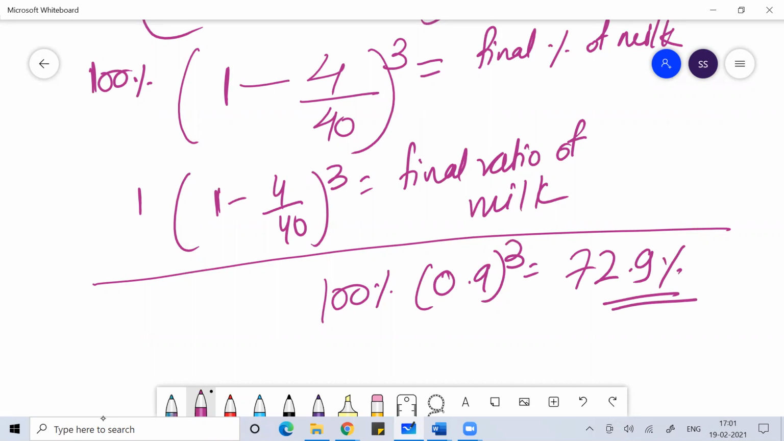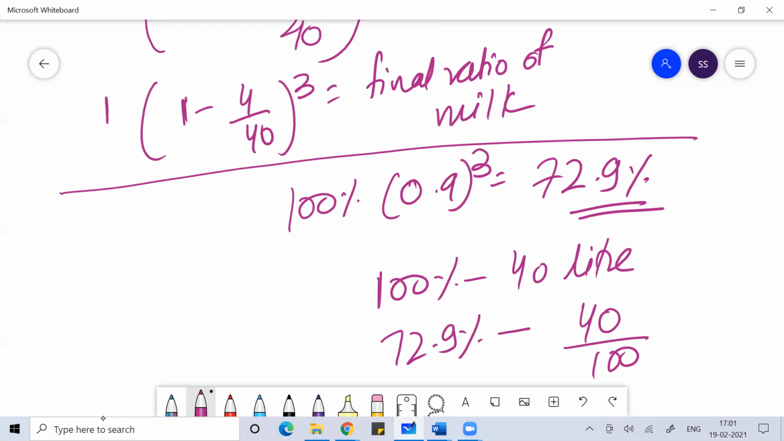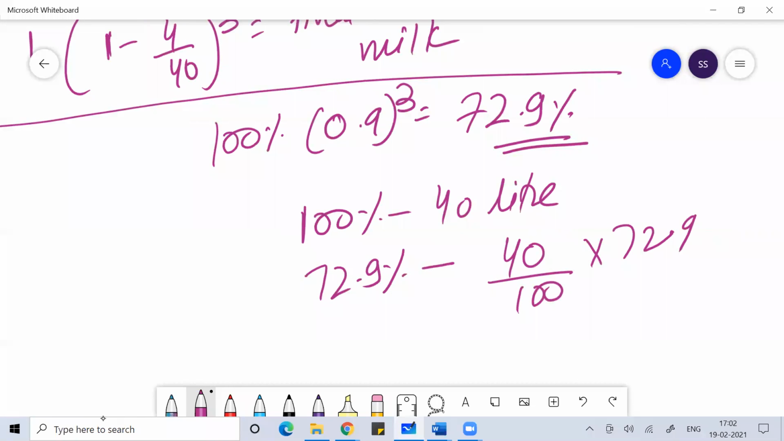Earlier 100% was 40 liters. So 72.9% is equal to how many liters? Find 40 by 100 into 72.9. 9 fours are 36, 3 carry, 11, 1 carry, 0, then 29.16. You do it either way, you'll get the same answer.